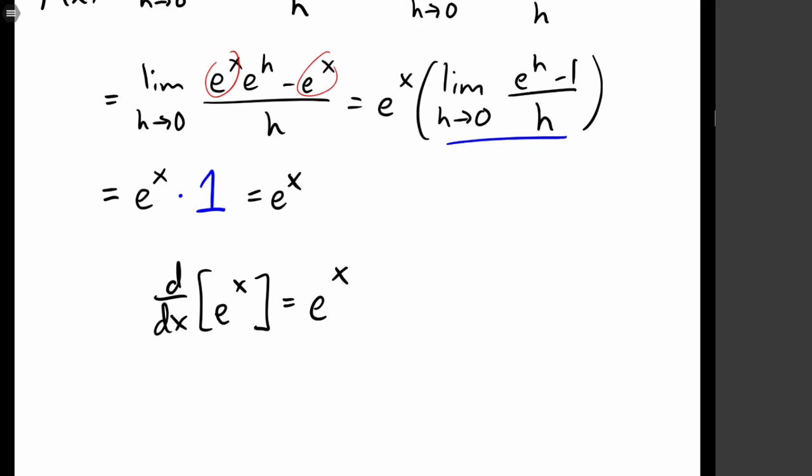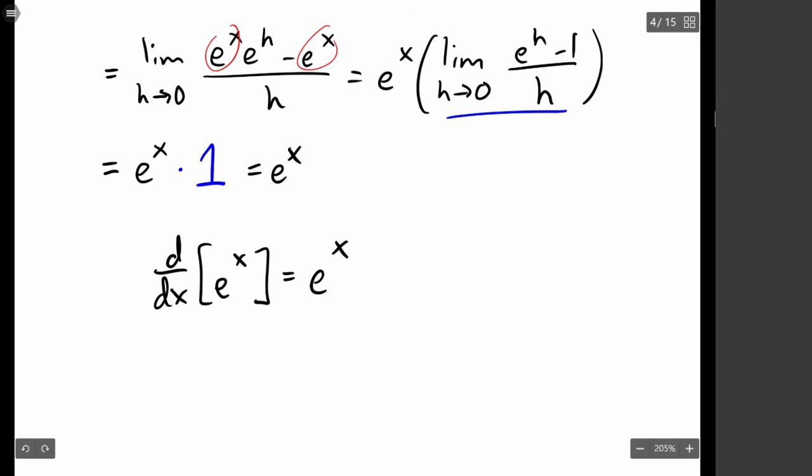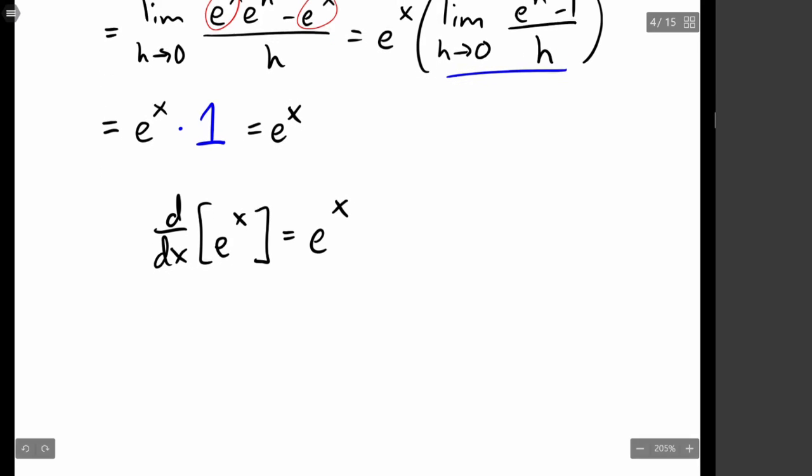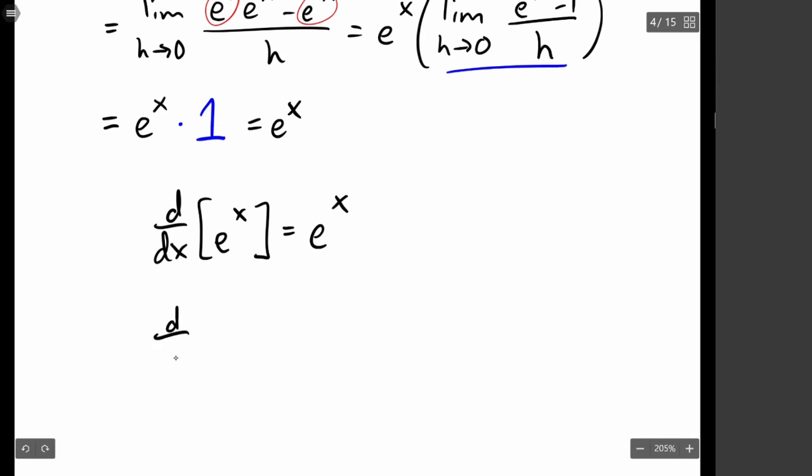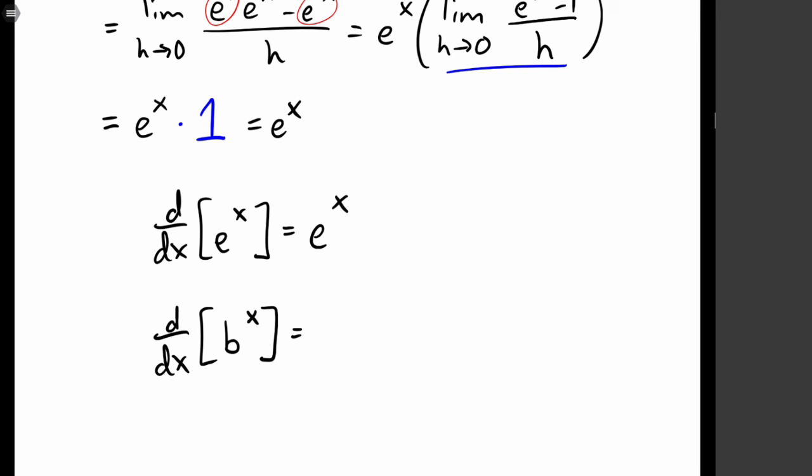So this then begs the question, well, what about our other exponential functions? Things like 2 to the x or 3 to the x, 4 to the x, all those other options we have.